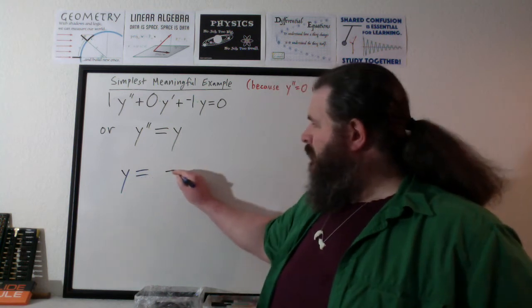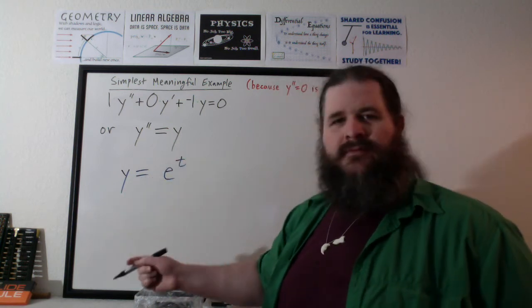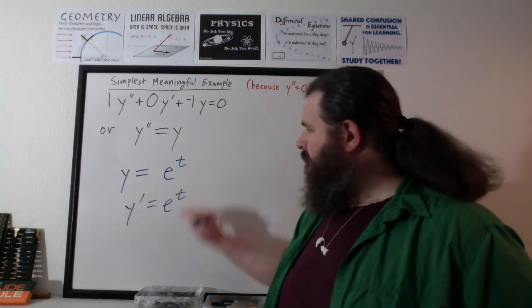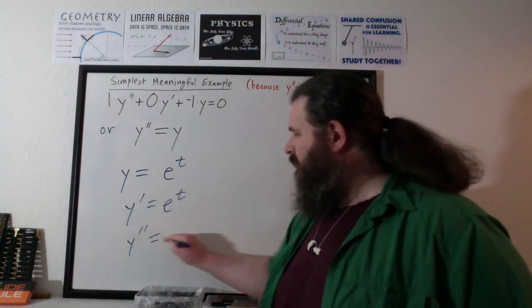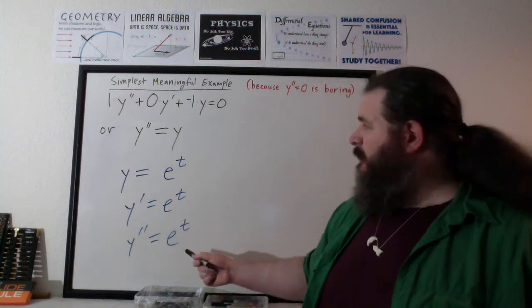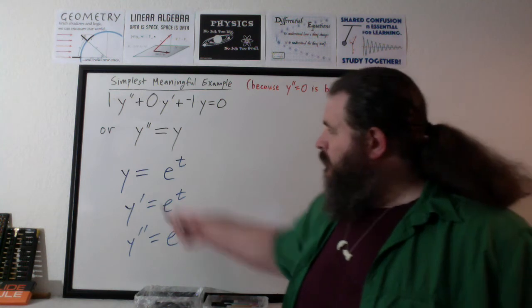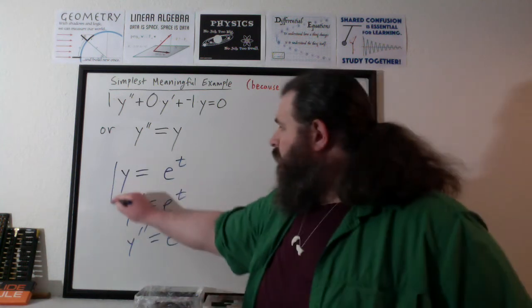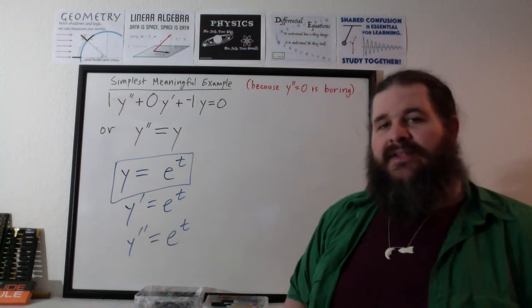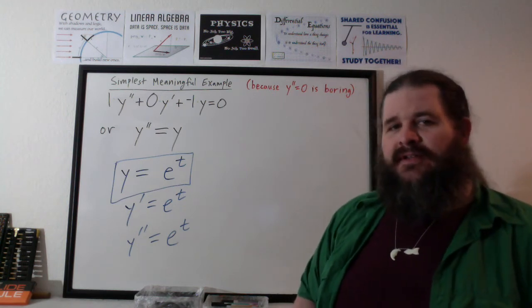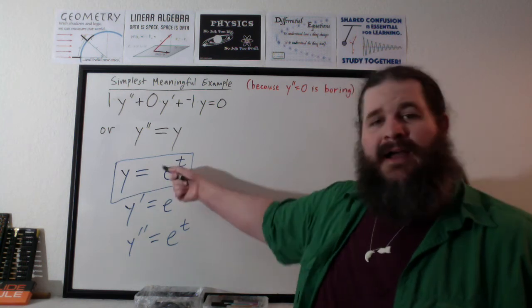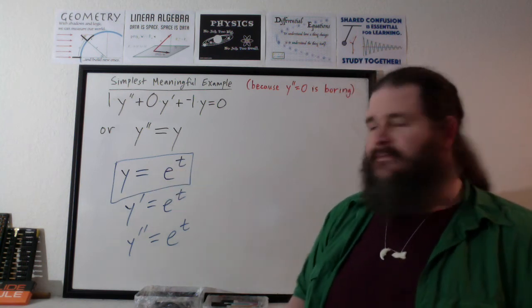Do you remember e to the t? We already saw that its first derivative is just itself, but that means its second derivative is also just itself. So if you fill these back into the original differential equation, y is e to the t, y double prime is also e to the t, so y equals e to the t is one of the solutions. But it's not the only solution. Can you think of another function that also has this same behavior, where the second derivative loops back around to be the same function?